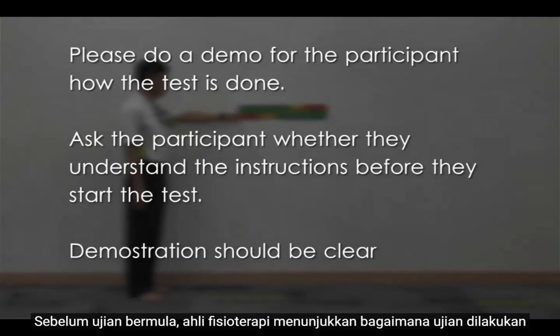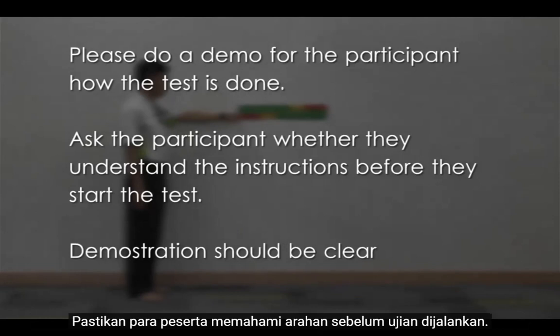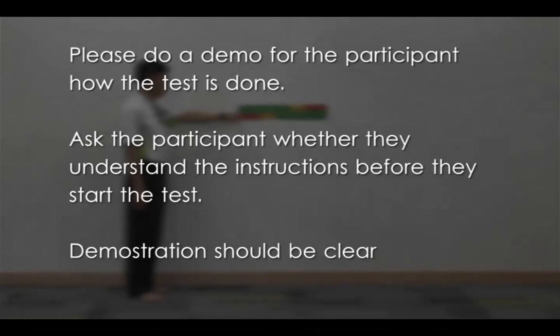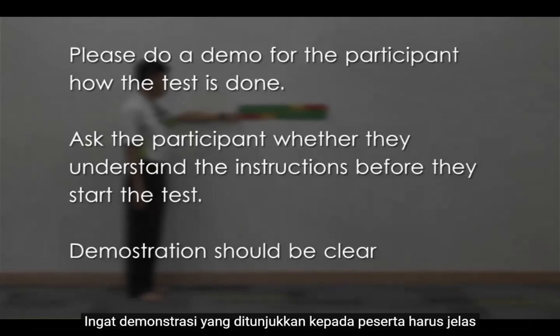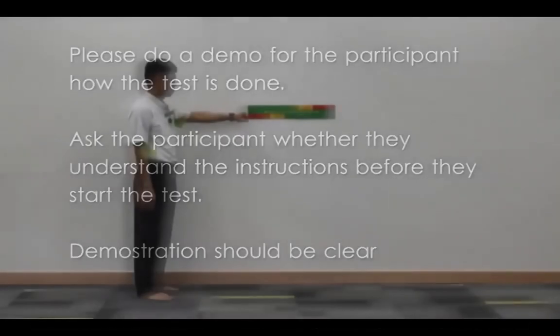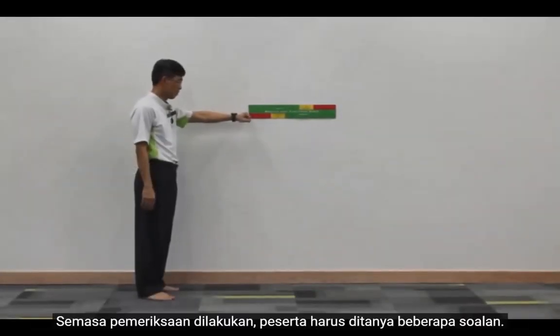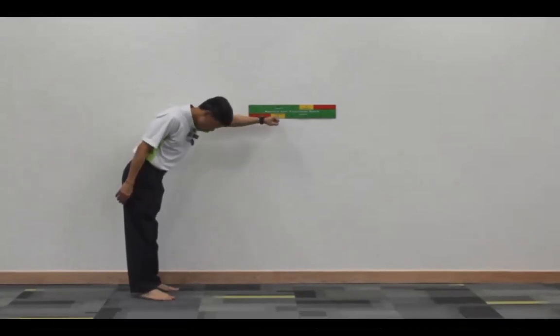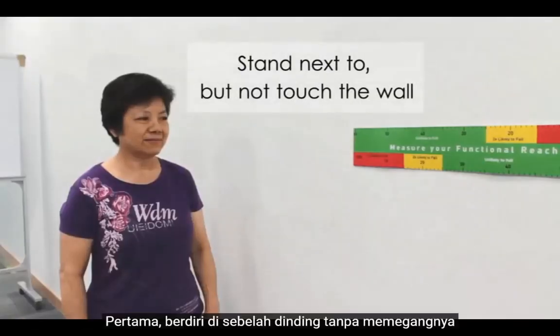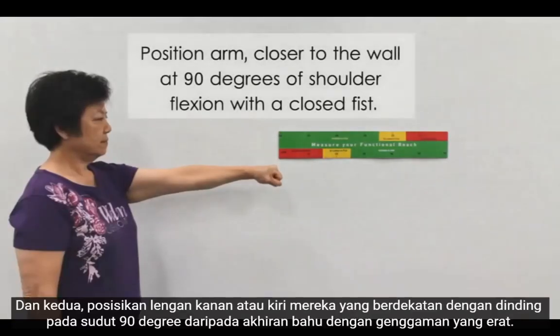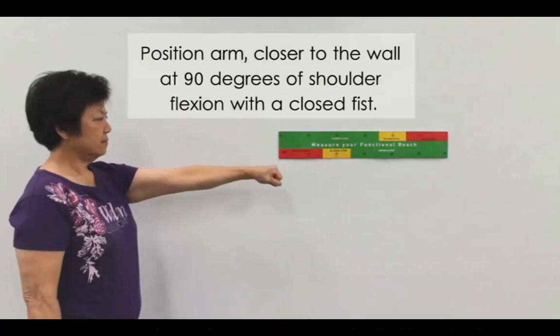Before the test begins, the physiotherapist demonstrates how the test is done. Ask the participant whether they understand the instructions before starting the test. Remember, the demonstration to the participant should be clear. During the implementation of the test, the participant should be asked to 1. Stand next to but not touch the wall, and 2. Position his right or left arm that is closer to the wall at 90 degrees of shoulder flexion with a closed fist.